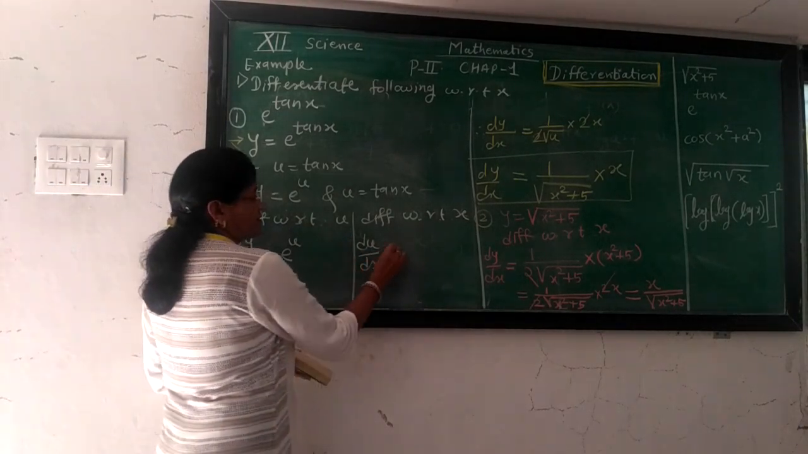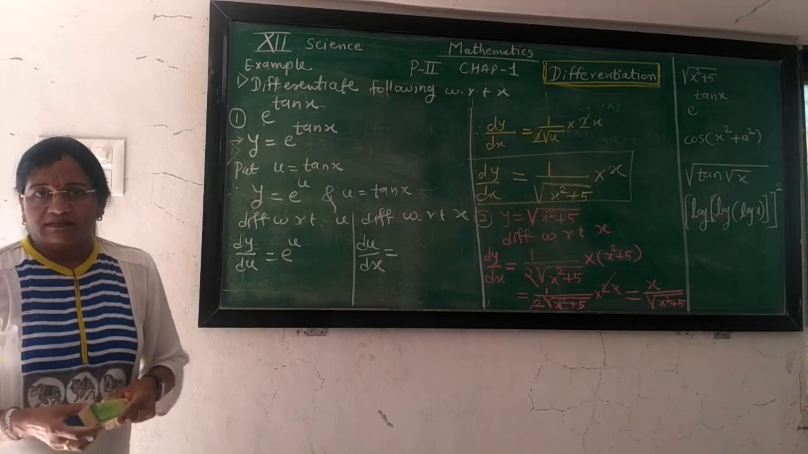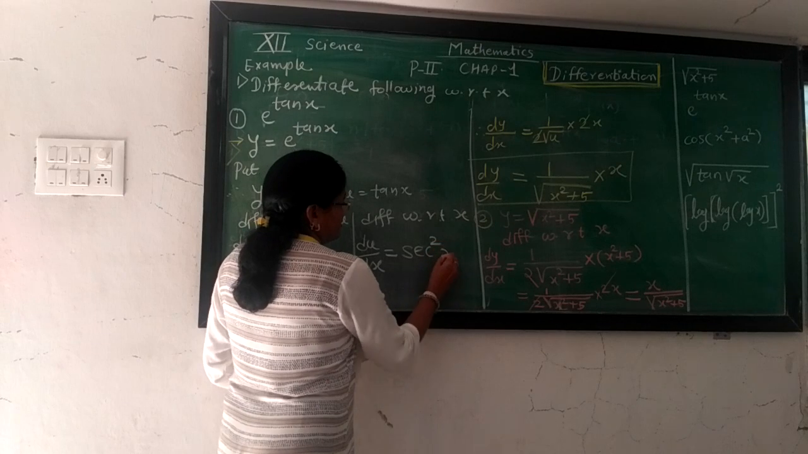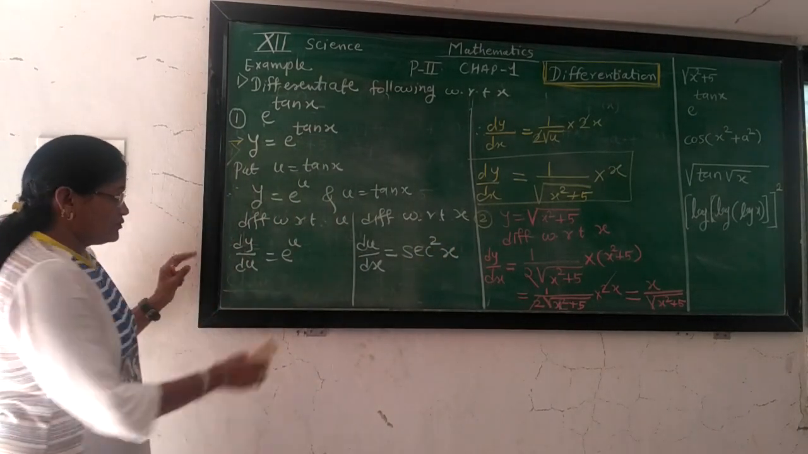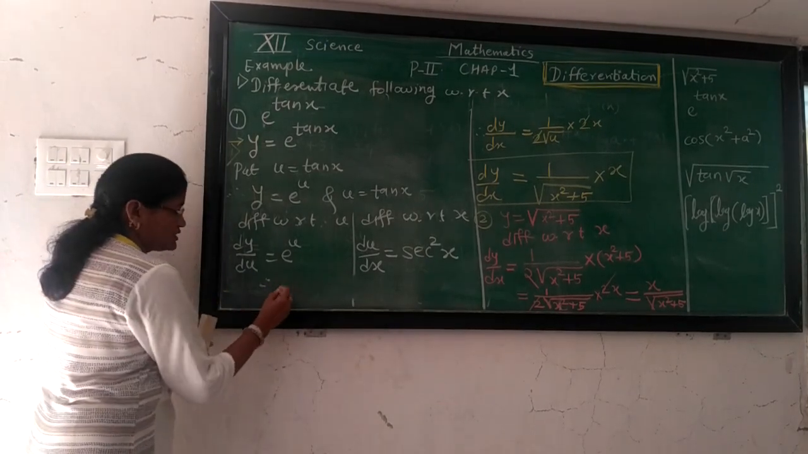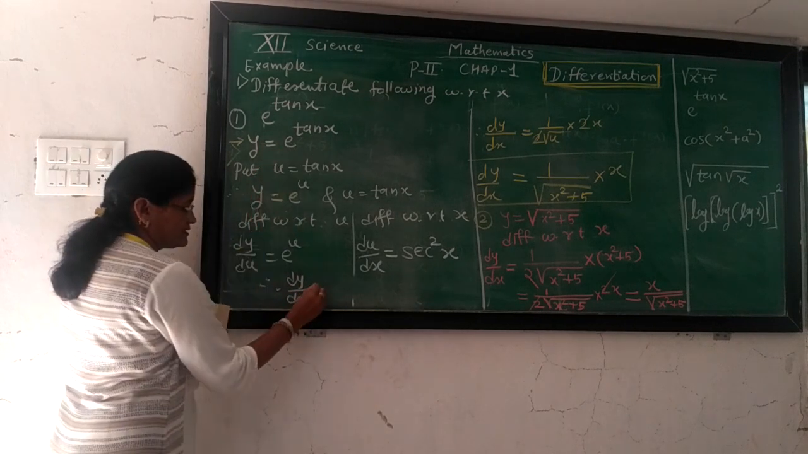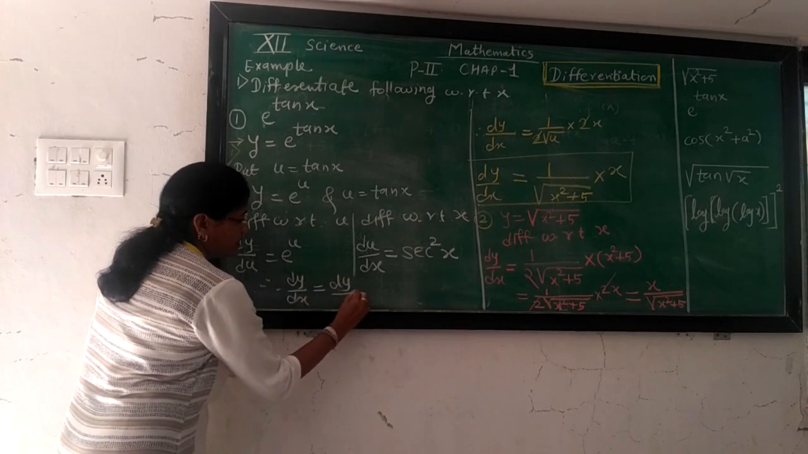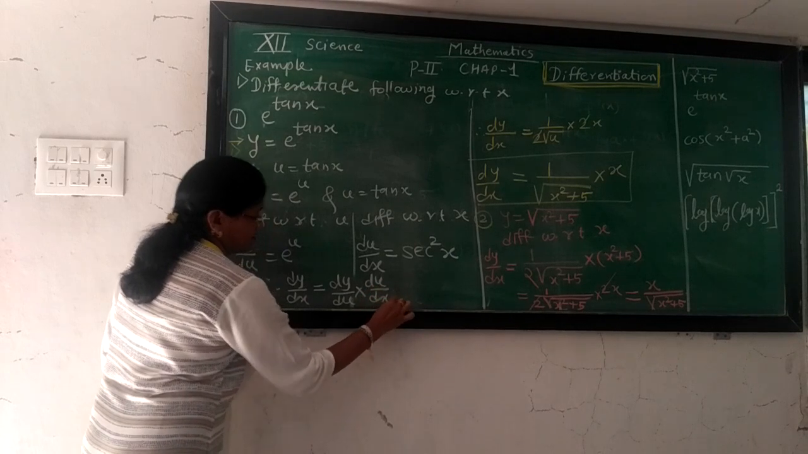So du by dx is equal to the derivative of tan x. We know that result. What is the derivative of tan x? So the derivative of tan x is equal to sec square x. Now use the rule for the derivative of a composite function: dy by dx, the derivative of this function e raised to tan x with respect to x, is dy by dx is equal to dy by du multiplied by du by dx.